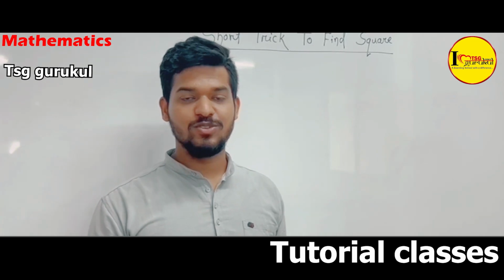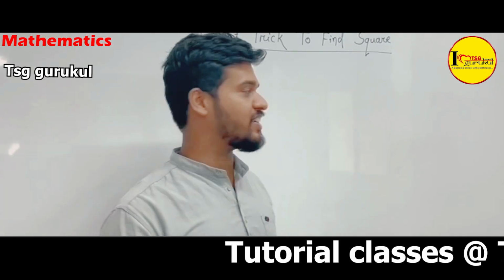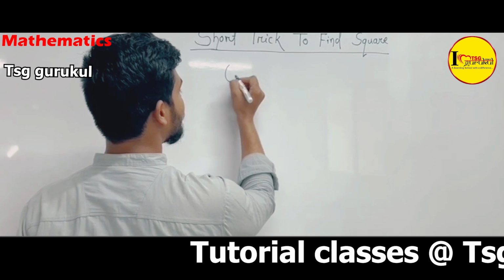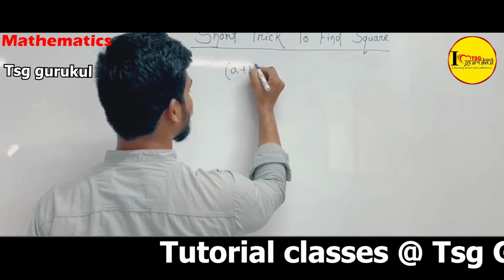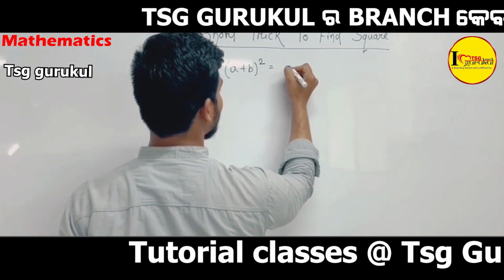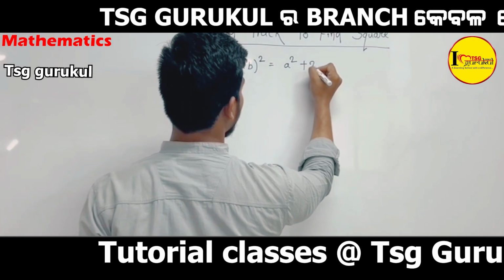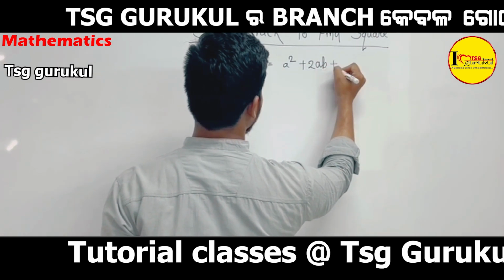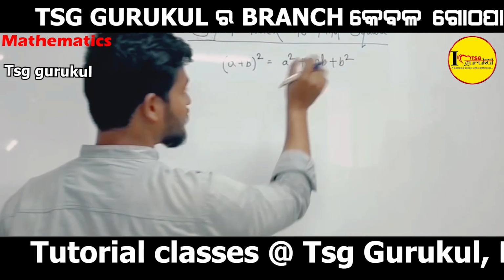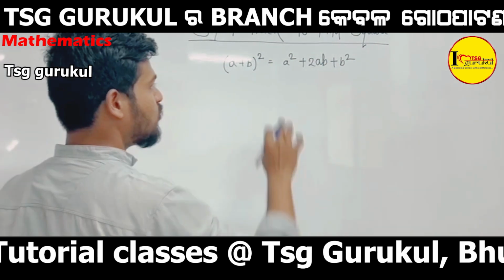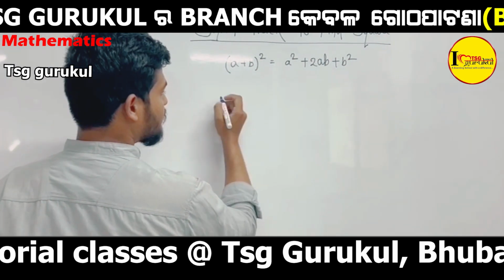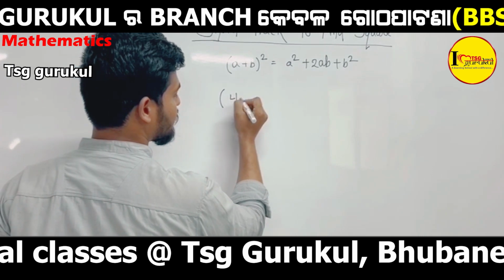Hello friends, let's know how to find out square within 30 seconds. So we know (a plus b) whole square equals a square plus 2ab plus b square. Using this, I can find out a square within a short period of time. I will show you an example.